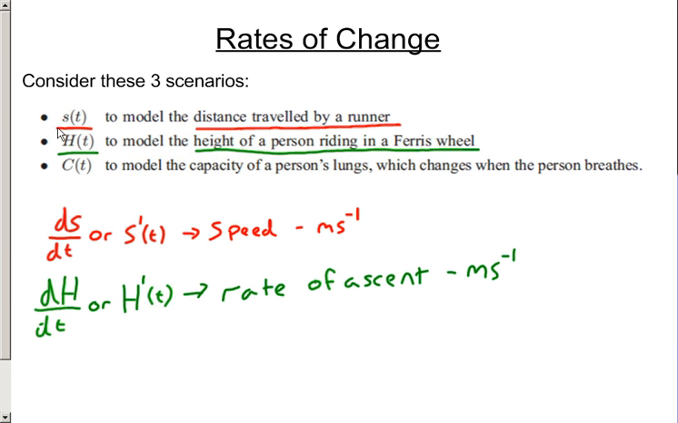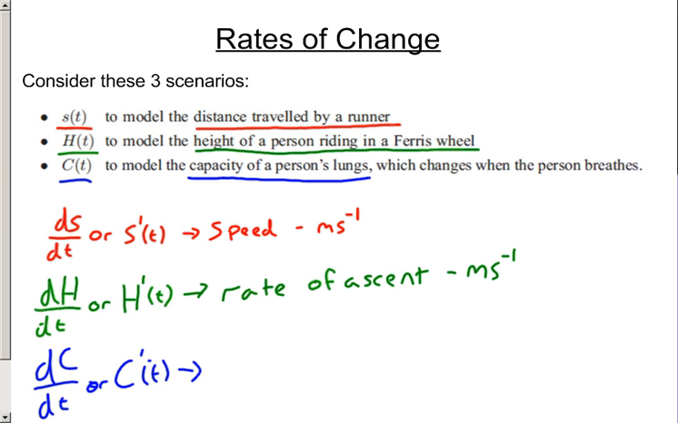The third one, C of t, models the capacity of a person's lungs, which changes when the person breathes. So when you breathe in, the capacity of your lungs increases. When you breathe out, the capacity decreases. And it doesn't have just two fixed values, the biggest and the smallest. It increases slowly as you breathe in and decreases slowly as you breathe out. So this time, we're thinking about dc by dt, or c dash of t.